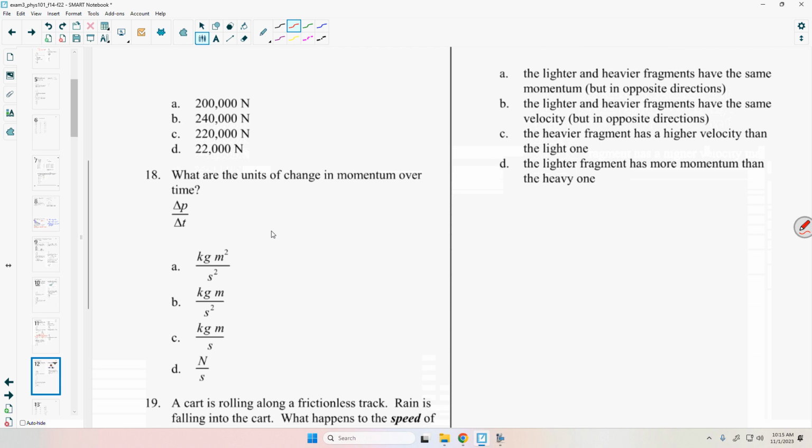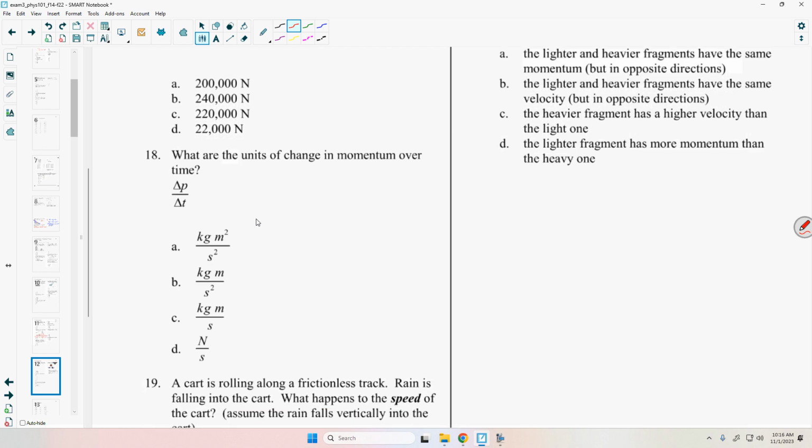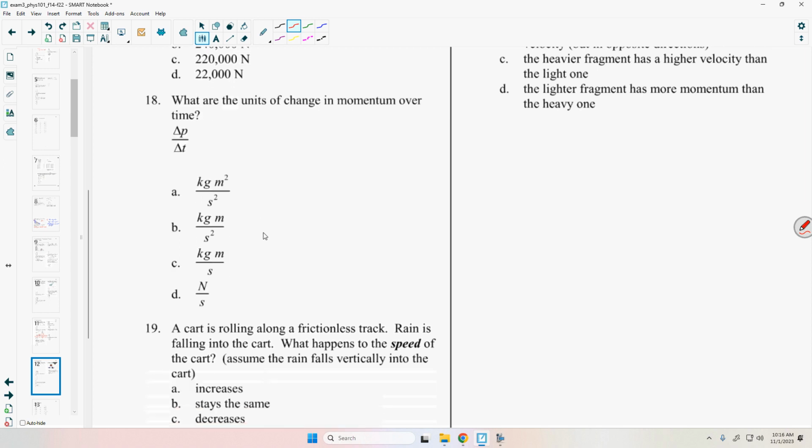Make sure you know your units. I have at least one question that asks the units, the basic SI units. So be able to do that for momentum and for energy.